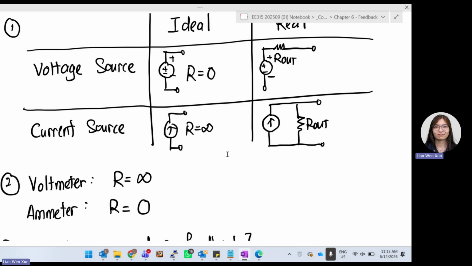So you can see they are basically in reverse way. As a voltage source, resistance is 0. As a voltmeter, when you want to measure, it is infinity. Current source, resistance is infinity. If you want to measure current, resistance is supposed to be 0.